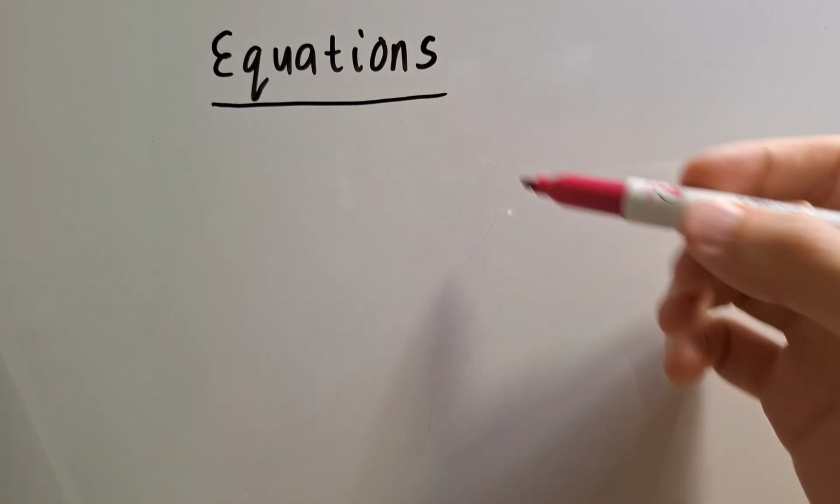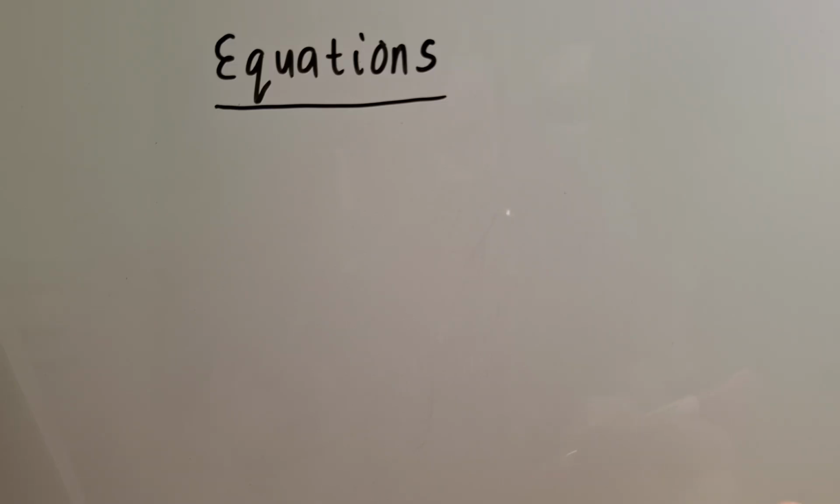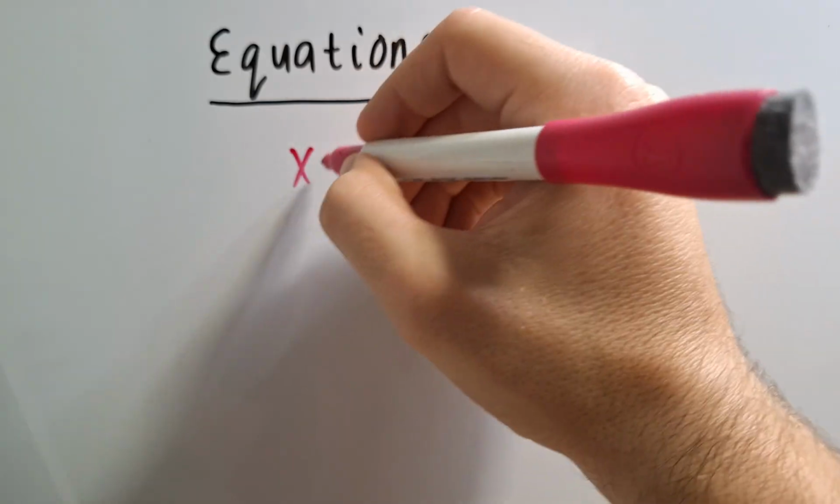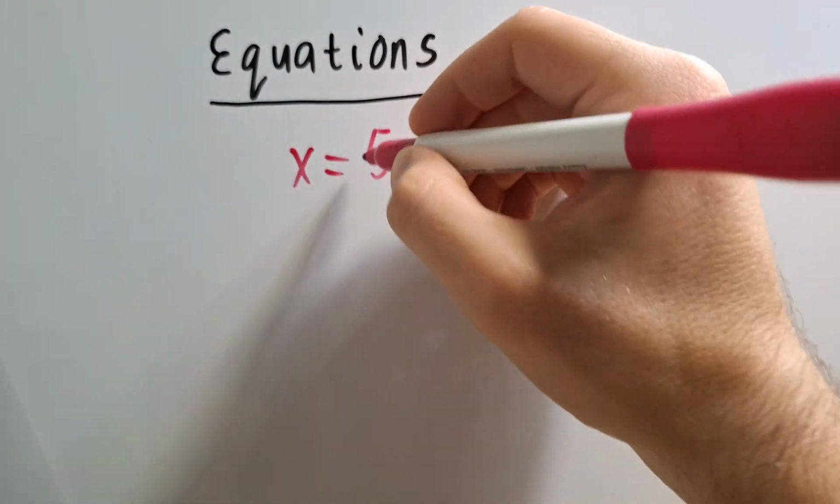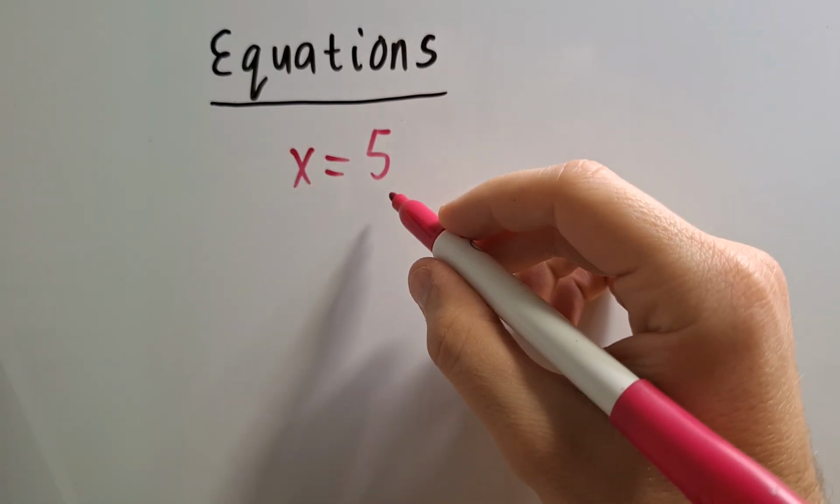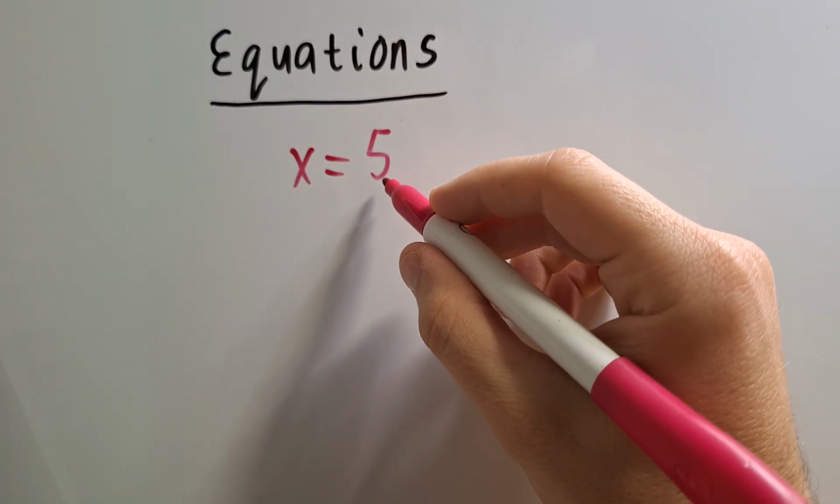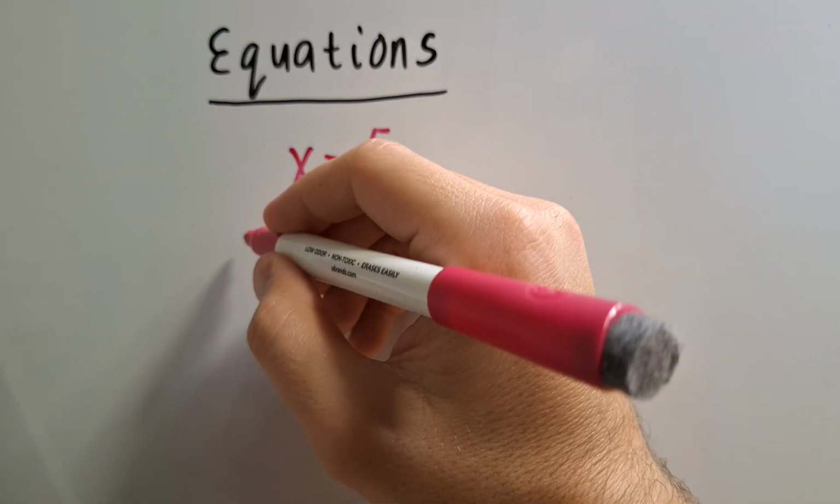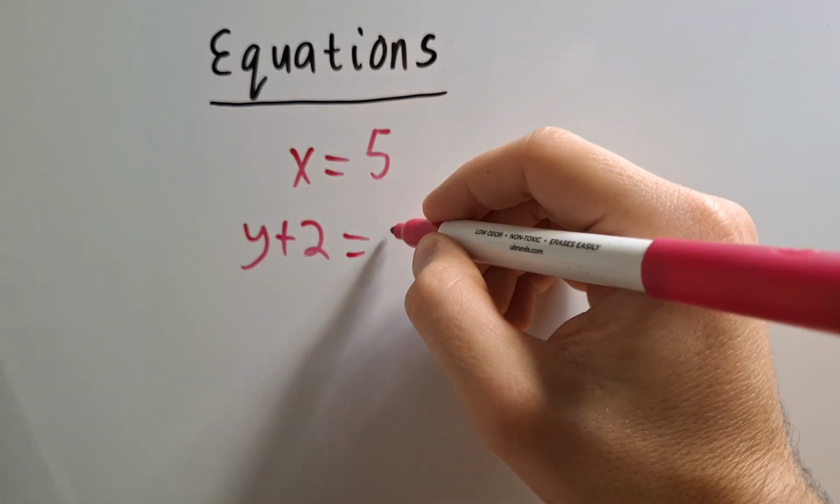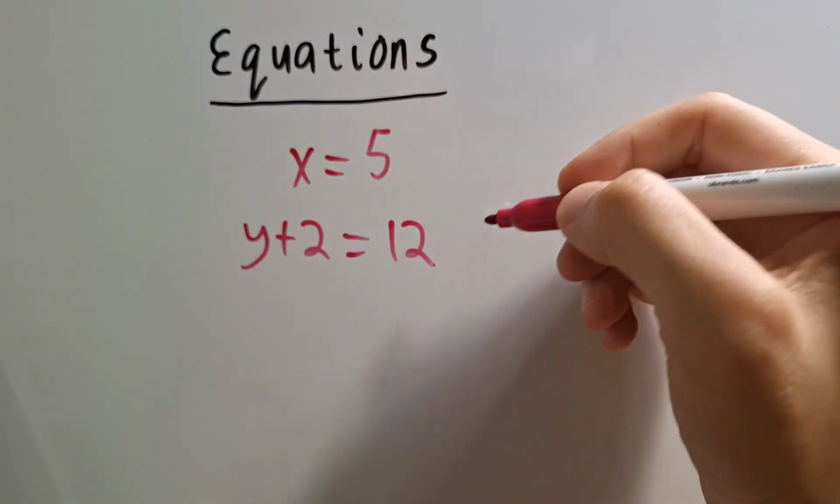So an equation is a statement that indicates two quantities are equal, and how we know they're equal is the equal sign right here. This indicates that the variable x is equal to the value of 5. Another example would be y plus 2 equals 12.